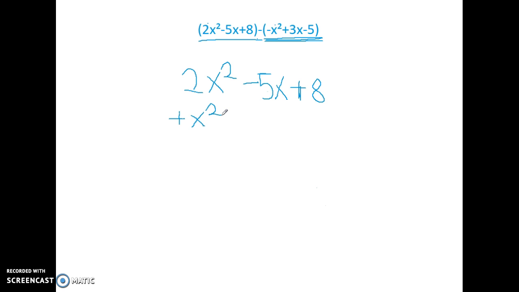Okay, moving on to the next term, we have plus 3x. But we're subtracting each individual term, not just the whole thing, but each individual term. So it's going to be minus 3x. And then our last term is plus 5, but two negatives equal positive, so it's going to be plus 5.